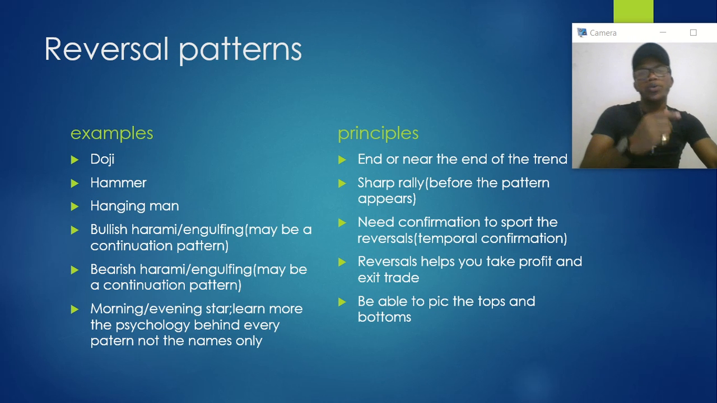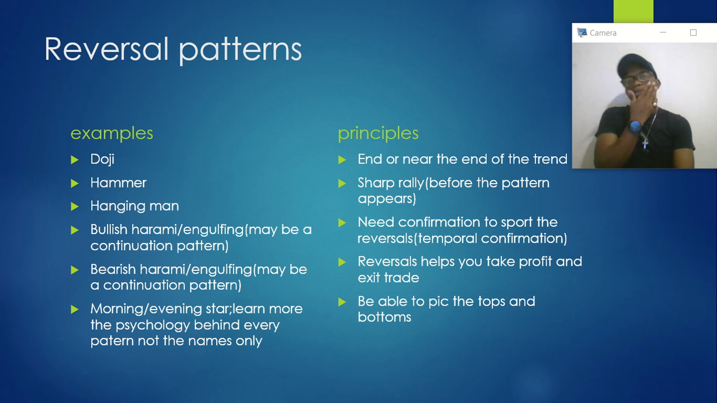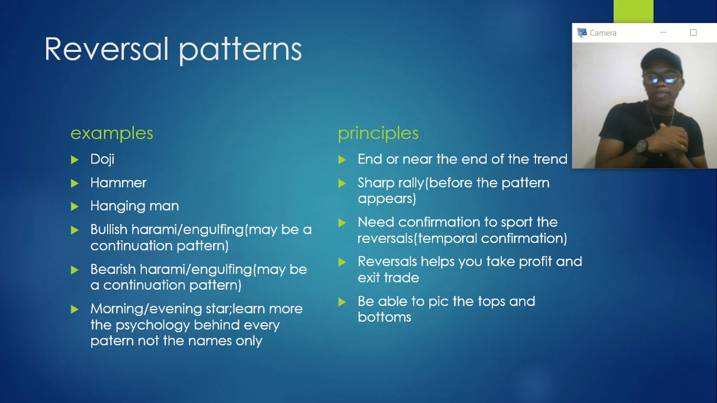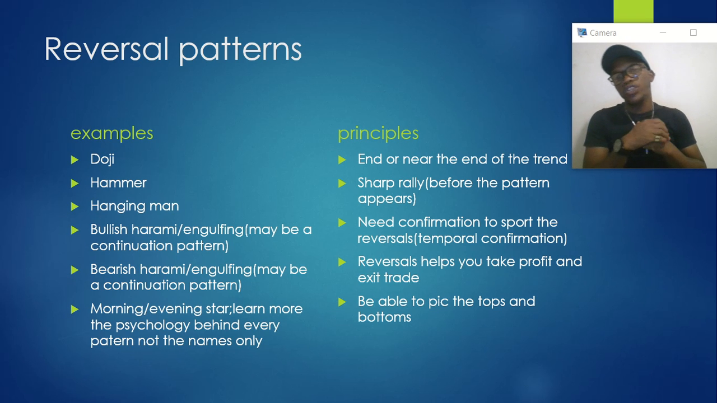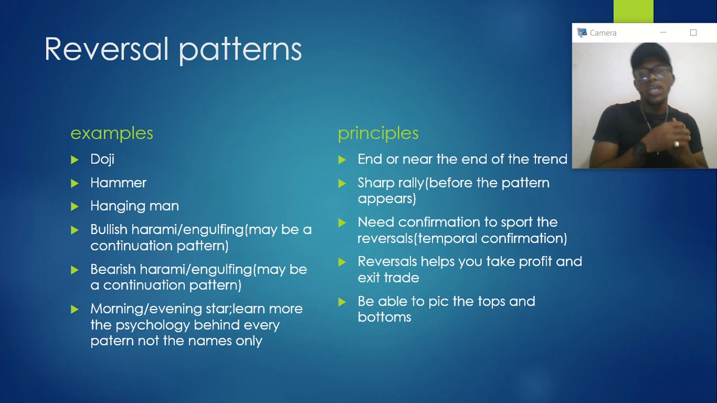So there are also the reversal patterns. For the reversal patterns, we have many examples, I think around 9. We have the Doji, the Hammer, the Hanging Man, the bullish Harami, the engulfing pattern. Here, the bullish Harami or the engulfing pattern may be a continuation pattern. Also, the bearish Harami or the engulfing pattern may be a continuation pattern too. We have the morning and the evening star.